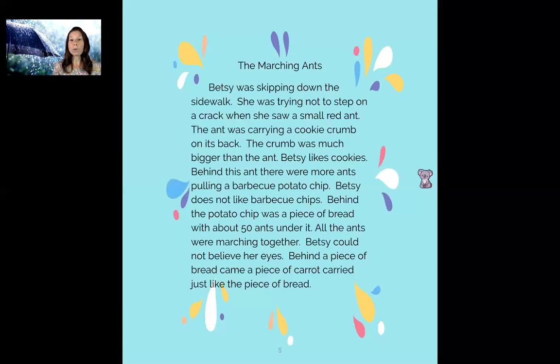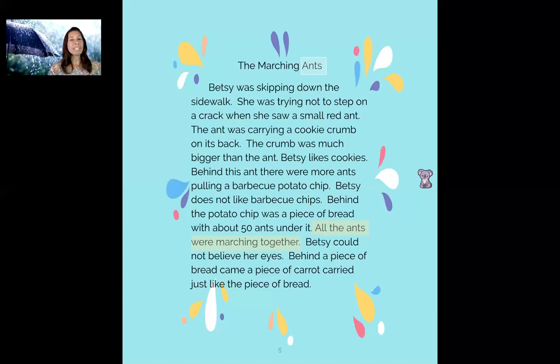Awesome. I hope you are ready to see if you got all 4 things correct. Okay, so first let's start with the topic. What did you think the topic was? Ants? I chose ants because the topic was ants. Okay, so did you find the main idea? I think that was a little bit tougher than the topic, but I think you probably got it. All the ants were marching together. Very good. That is the main idea.